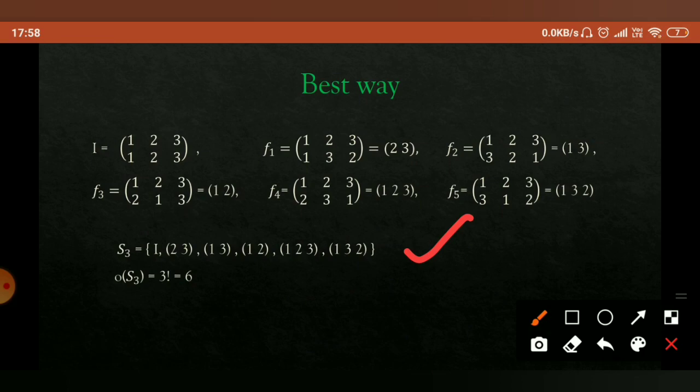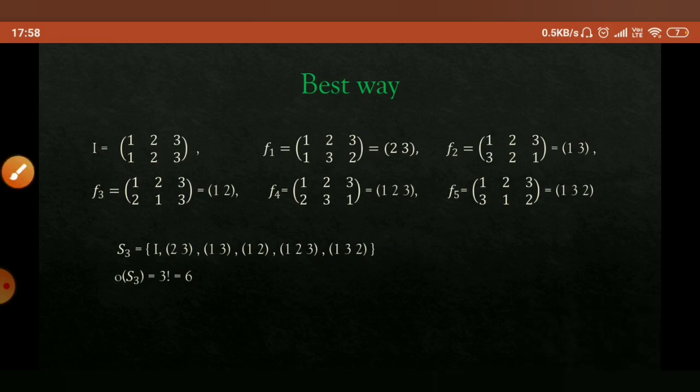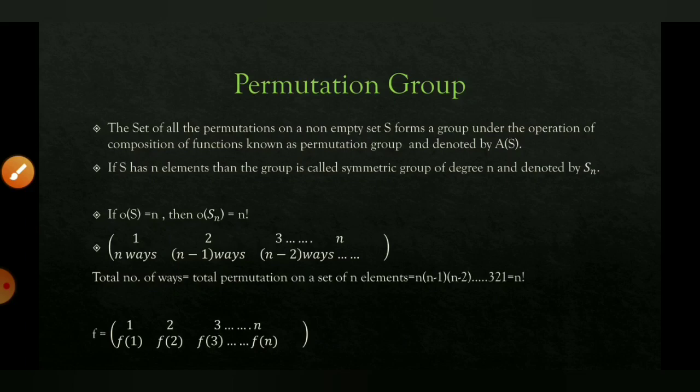So this is the way of writing the elements of S3. So now we are able to define a permutation group. A set of all the permutations on a non-empty set forms a group under the operation of composition of functions. Because for a group, first we need a non-empty set. So here we have taken the set of permutations, the set of 1-1 onto mappings from a set to itself.